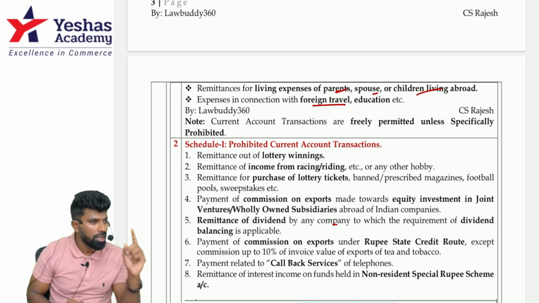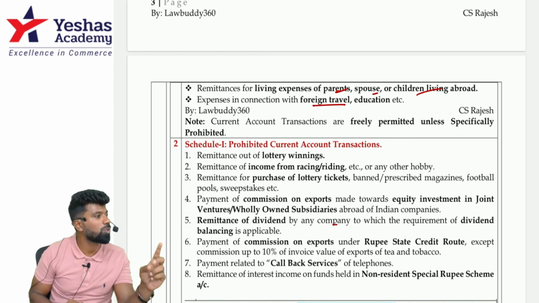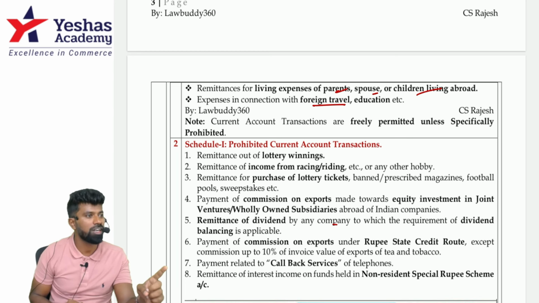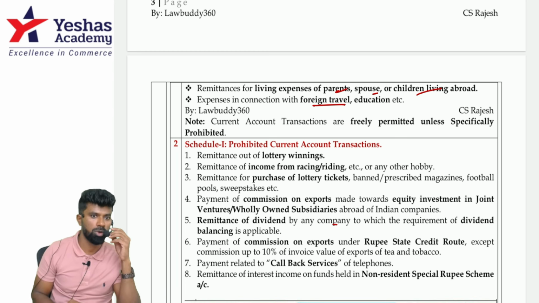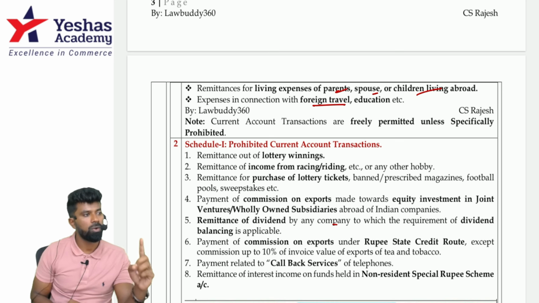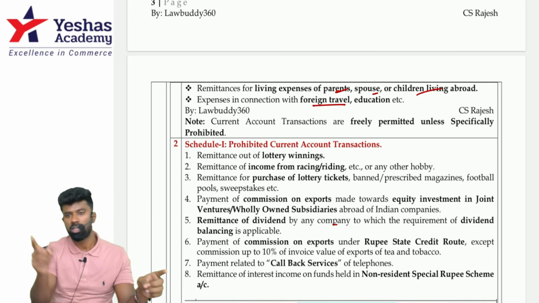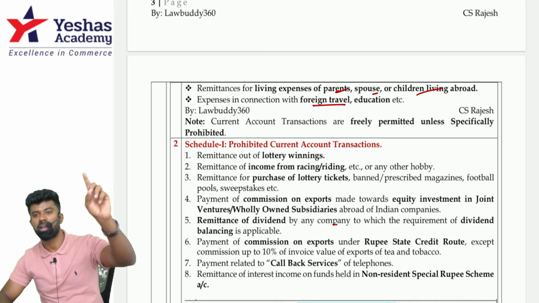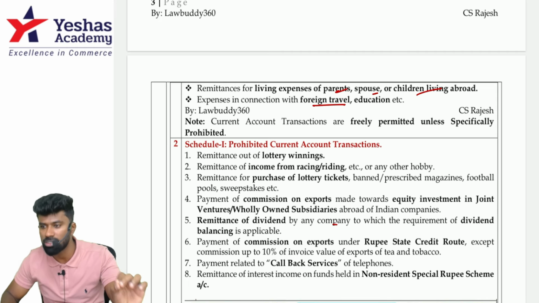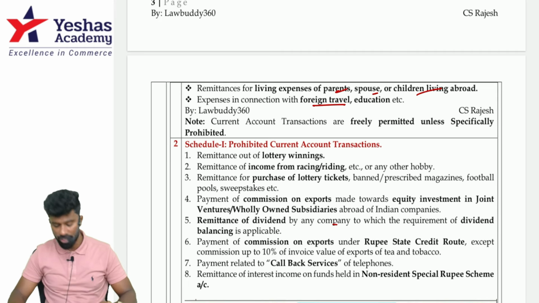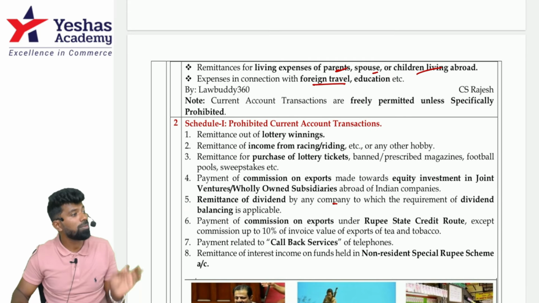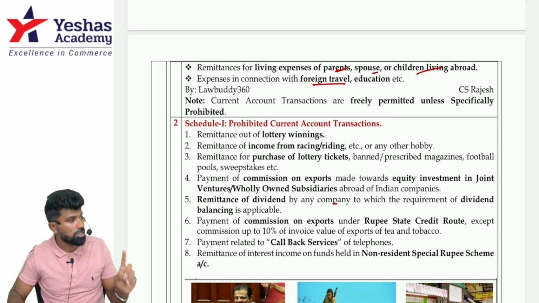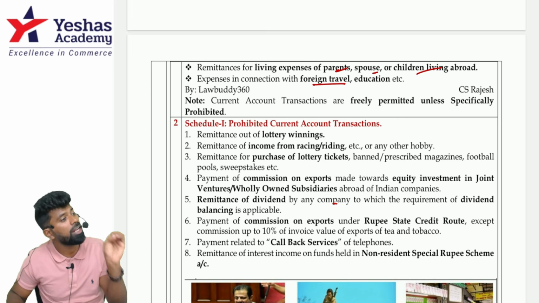Schedule 1. Any remittances. What are remittances? Payments. Out of what winnings? Lottery winnings. Allowed or prohibited? Under which schedule? Of what transaction? What is the first one? Remittances out of lottery winnings. Second one, remittances from income from what? Horse racing, riding, and also any hobbies.